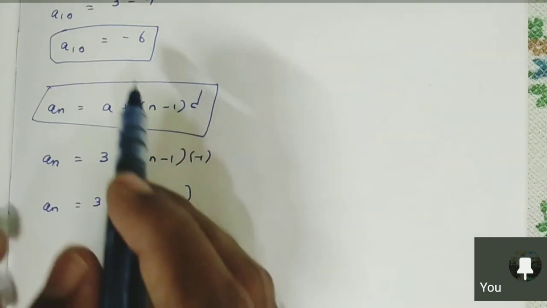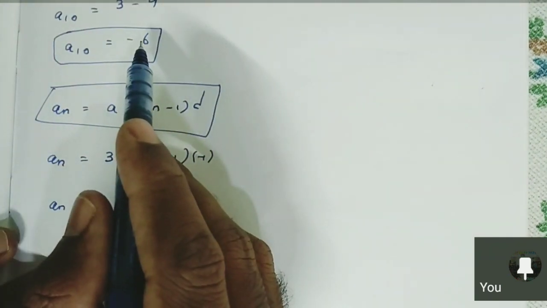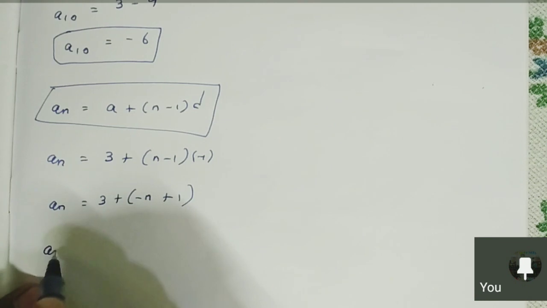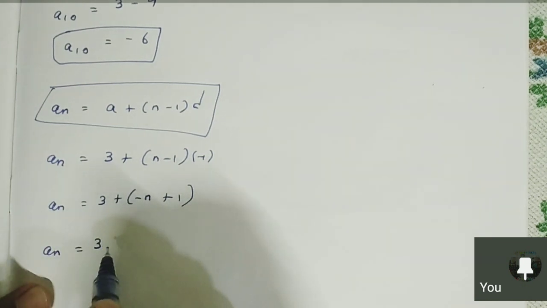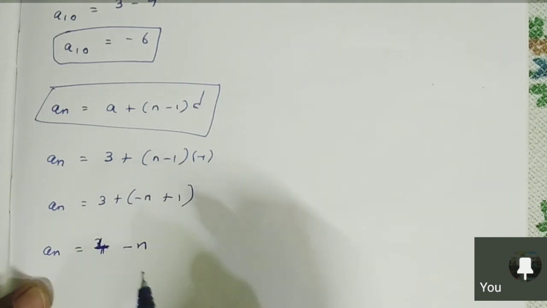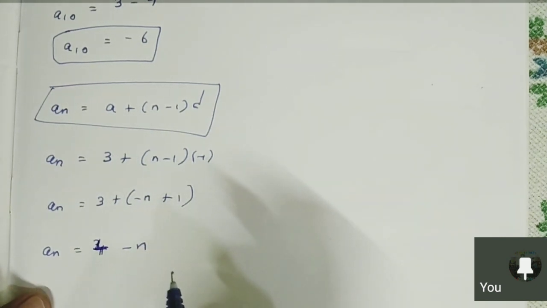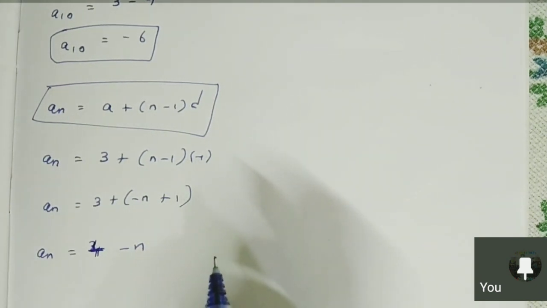Okay. Check here, A10 minus 1. What will be the answer? 15. Okay. Next, AN is equal to 3 plus 1, 4 minus n. Actually, the answer will be 5 minus 2n. Somehow we made a mistake. Where is it?